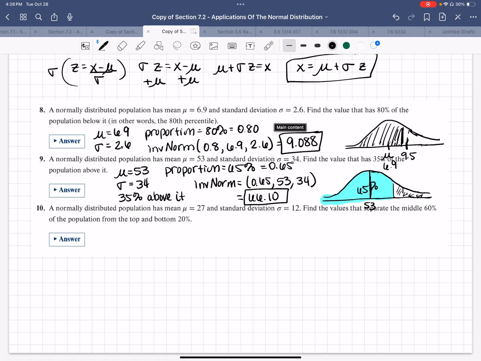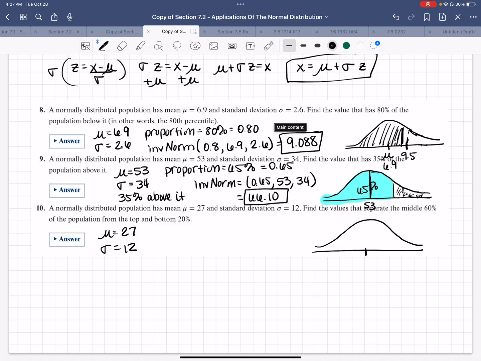So let's look at number 10. A normally distributed population has a mean of 27 and standard deviation of 12. Find the values that separate the middle 60% of the population from the top and bottom 20%. So here's what we're looking at, guys, and you really need a picture on this one.